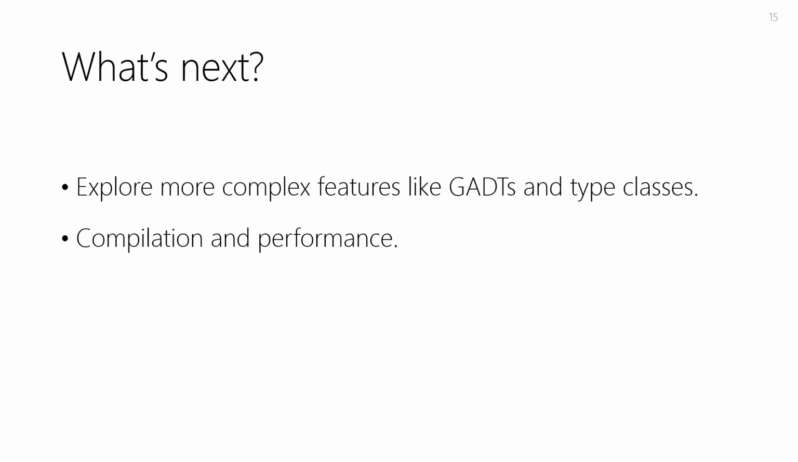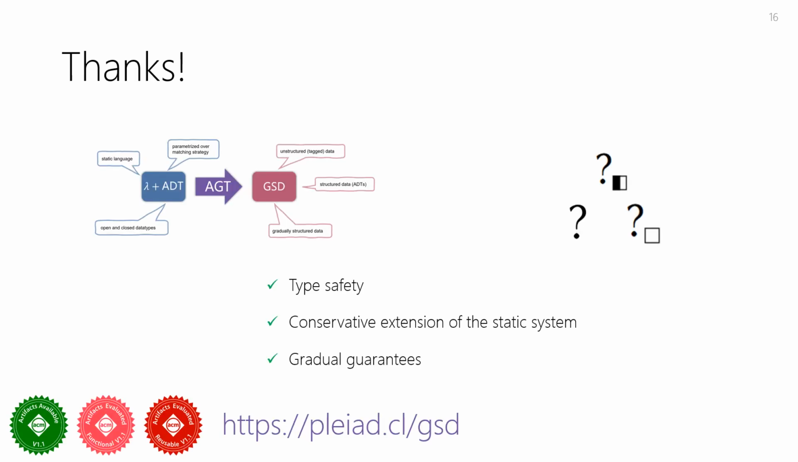In summary, we developed GSD, a gradually typed language which supports a broad spectrum between unstructured and structured data and proved its metatheory. The gradualization required the novel introduction of two unknown types, the unknown data type and the unknown open data type.